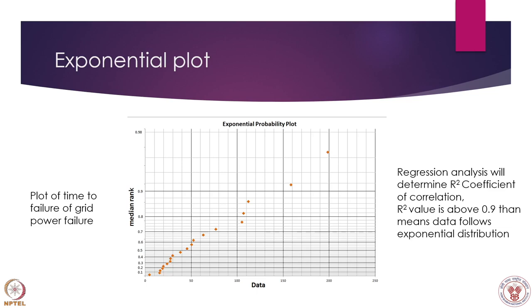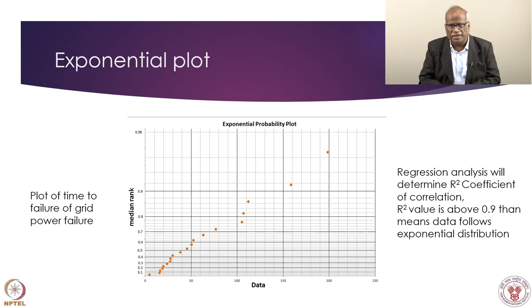on an exponential plot, it is very interesting to know that if I have to check whether my data is following a particular distribution, then you have to pick up that exponential probability graph and plot this data onto the graph. If the data is falling on a sort of straight line, then you can assume this particular data is following an exponential distribution.